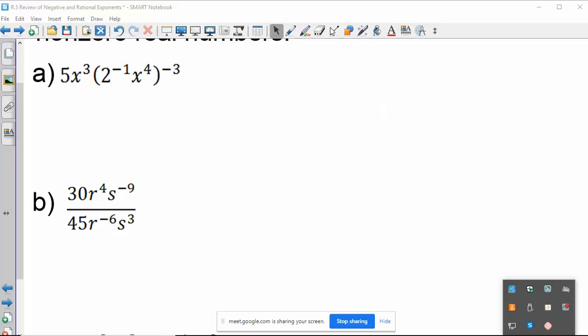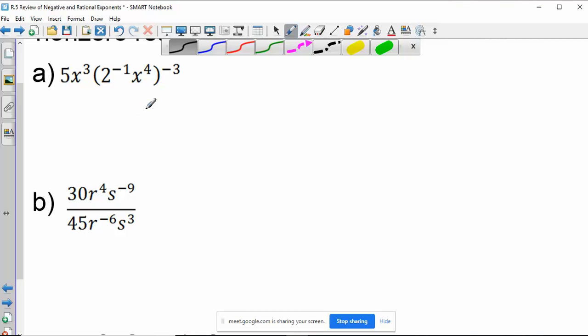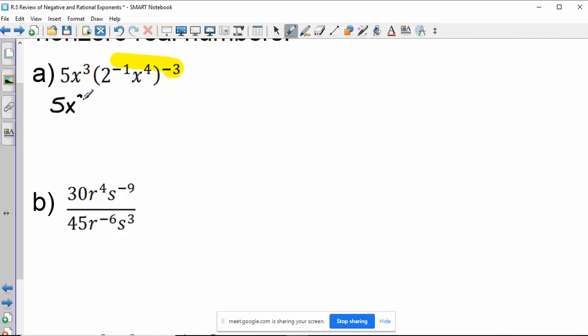No problem. So on A, we have to start with this -3 out here. You have to distribute that to the exponents already inside. So we have a 5x cubed. With a power to a power, what do you do with those exponents? Multiply. So -1 times -3 is 3, x to the -12.